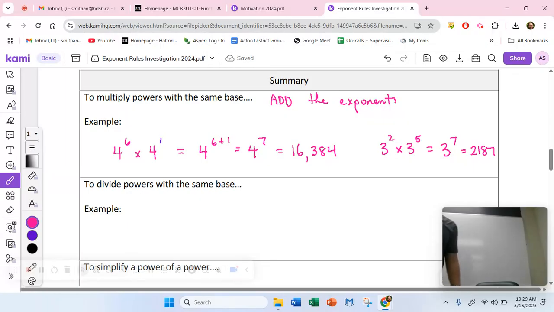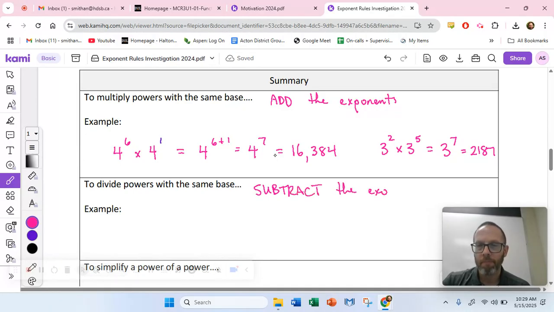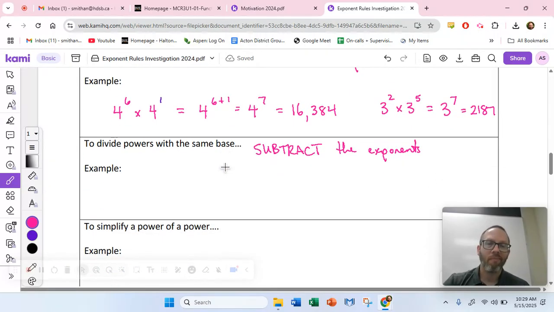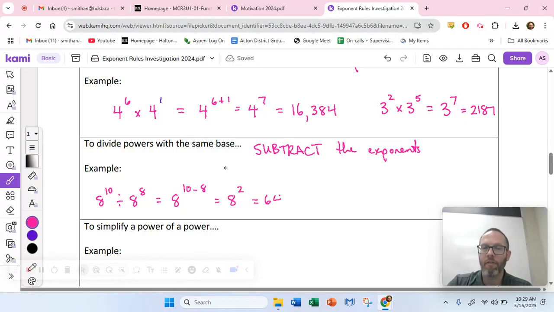All right, let's add to our summary table. Let's do one for dividing powers with the same base. We subtract the exponents, is what we talked about. As an example, let's do 8 to the power of 10 divided by 8 to the power of 8. So we would do 8 to the power of 10 minus 8. Subtract the exponents. So that's equivalent to, as a single power, 8 squared. And 8 squared is 64.